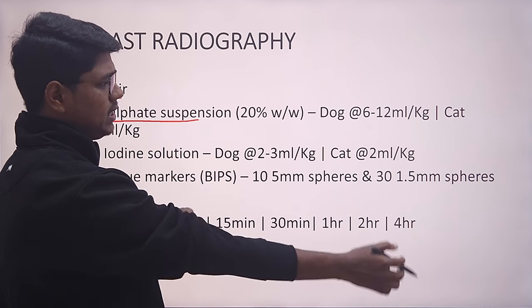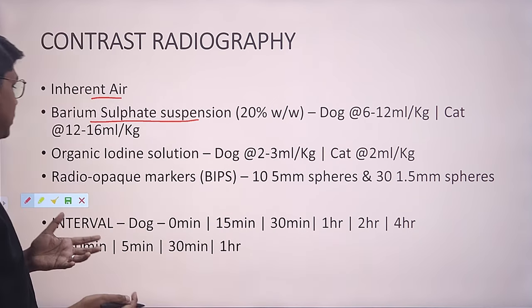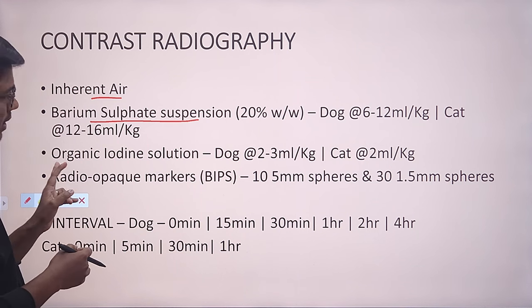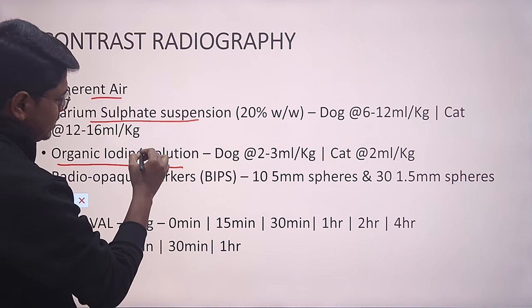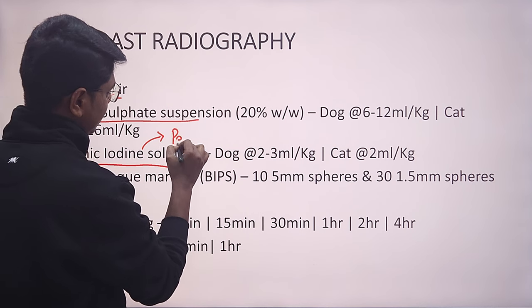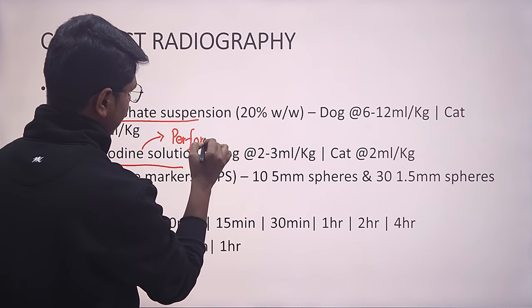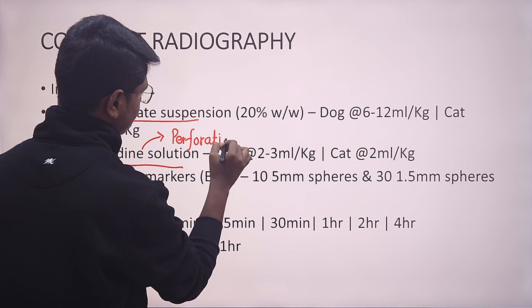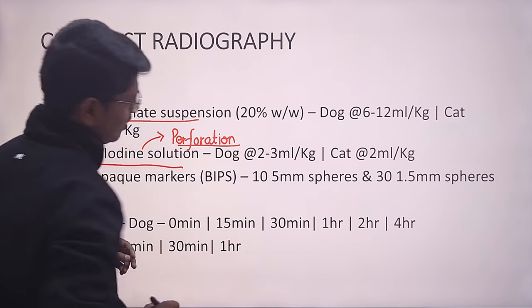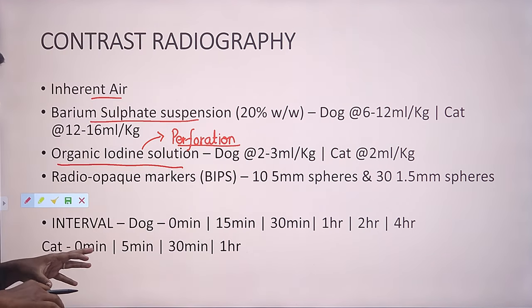The dose rate is, in dog, 6 to 12 mL/kg, and in cat 12 to 16 mL/kg. You can also go for organic iodine solution. This is particularly important if you are suspecting perforation. Okay, in case of intestinal perforation, barium is contraindicated. You should not give barium suspension.